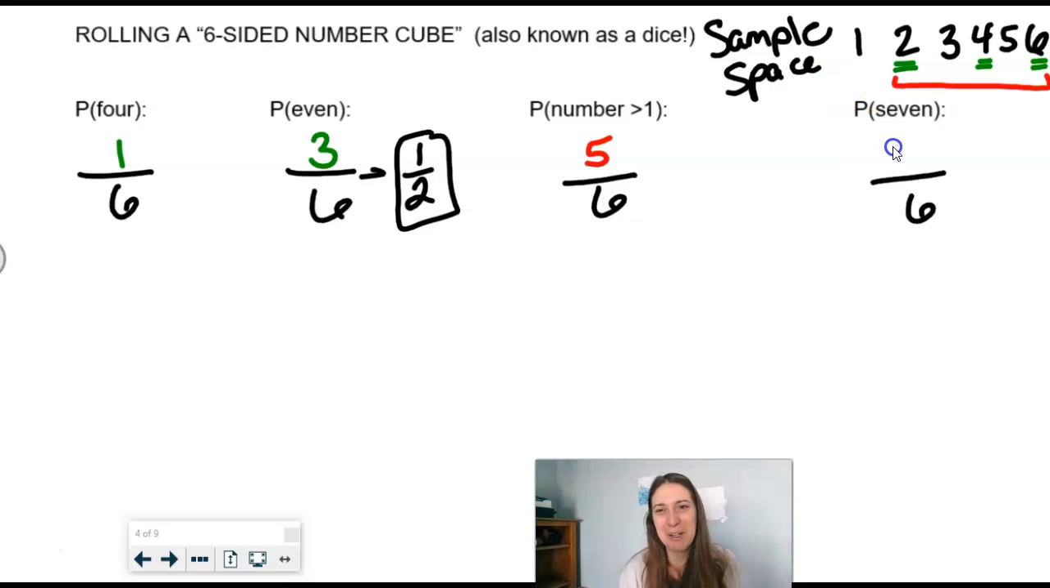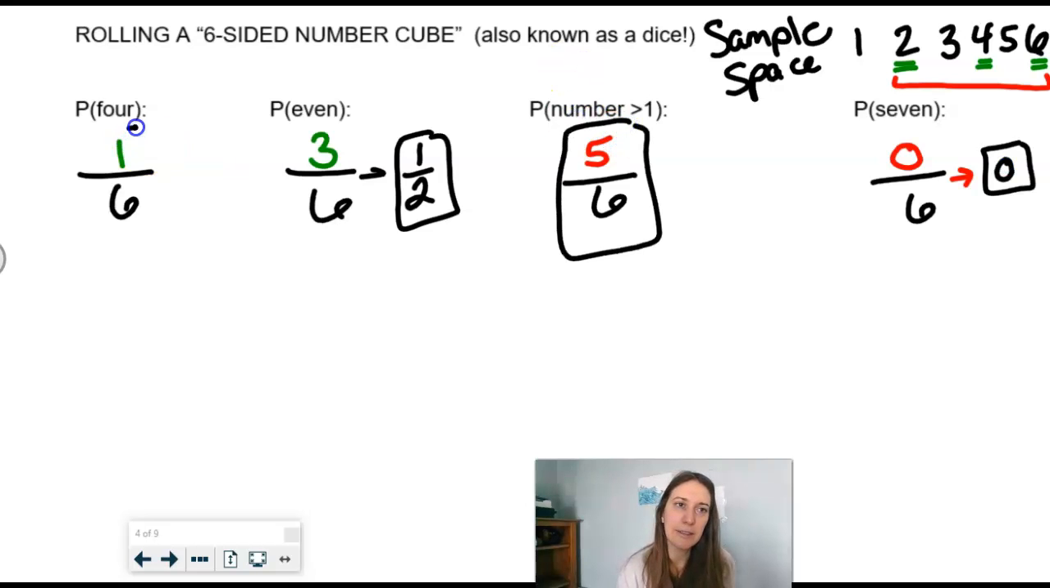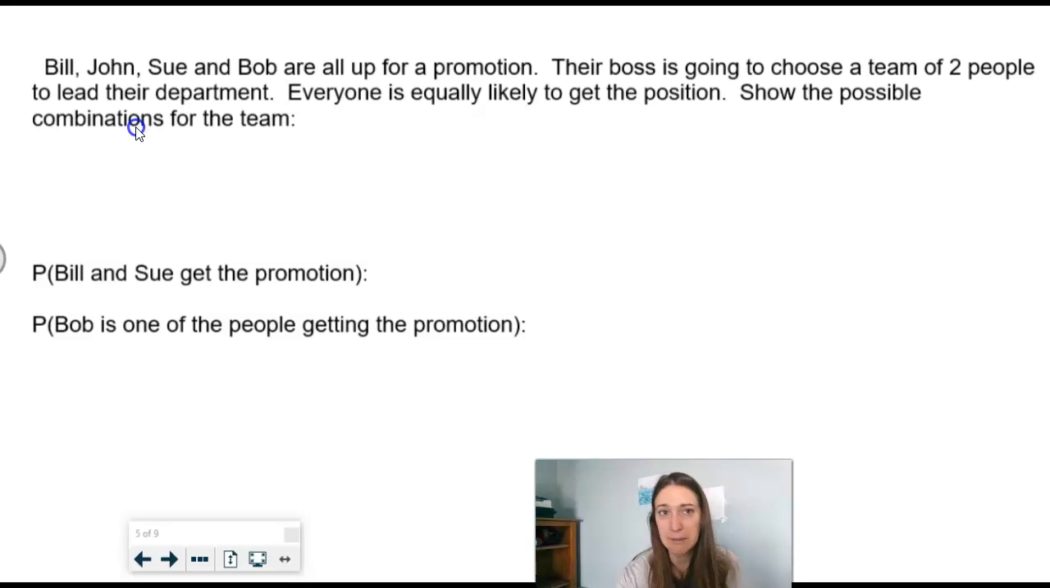All right, and then the probability of rolling a 7. Well, y'all, there's not a 7 on a six-sided number cube, so that is an impossible probability. It will not happen. Okay, I guess I should box in these answers. It looks a little less ugly. Notice I didn't change any of those to decimals or percents because I'm lazy, mainly.